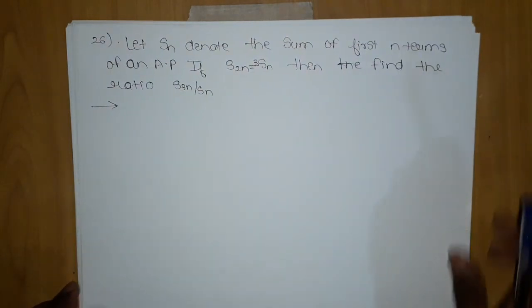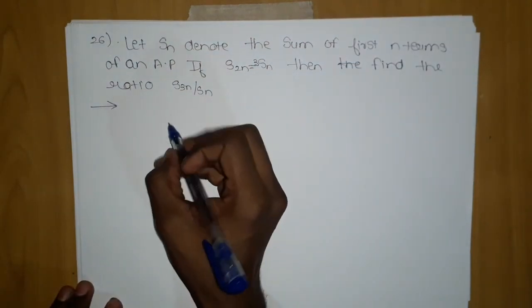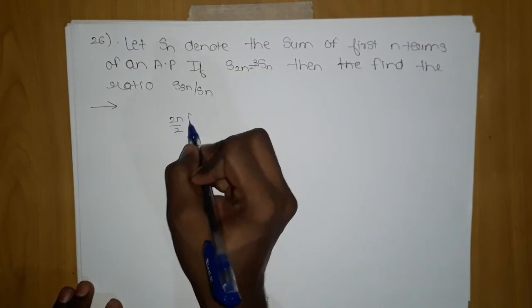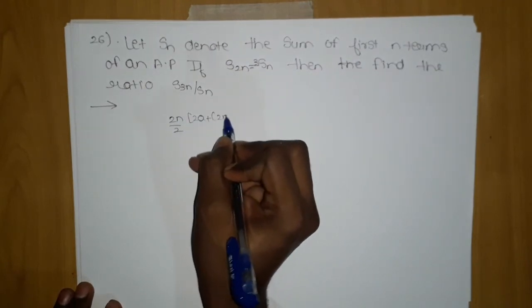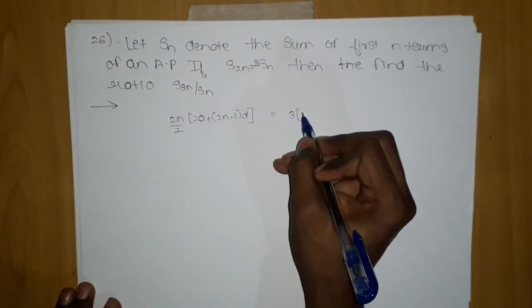Okay, now let's move on further. The question number 26 says as follows: let Sn denote the sum of n terms of an AP. If S2n is equals to 3 times Sn, then find the ratio of S3n upon Sn. Okay, S2n is what? 2n upon 2 bracket 2a plus 2n minus 1 into d should be equals to what? 3 into what?